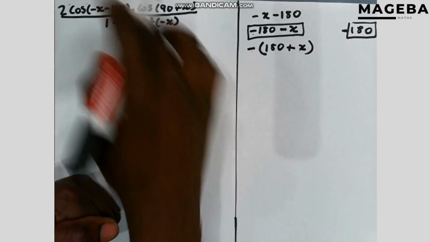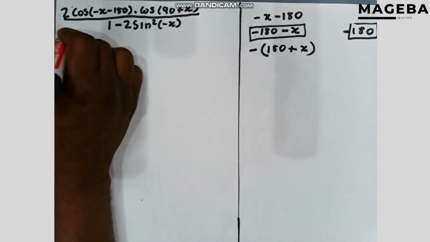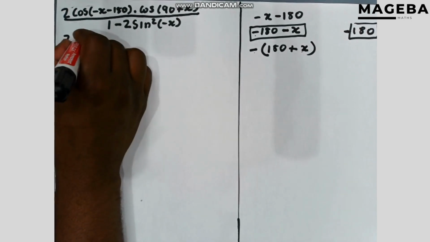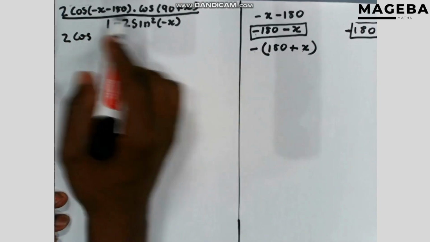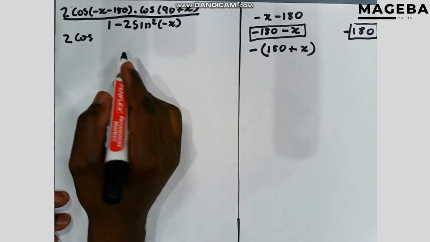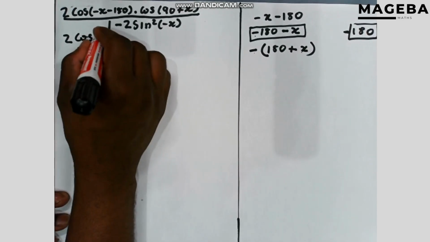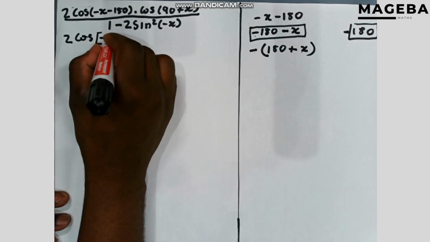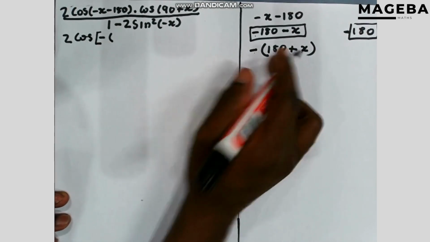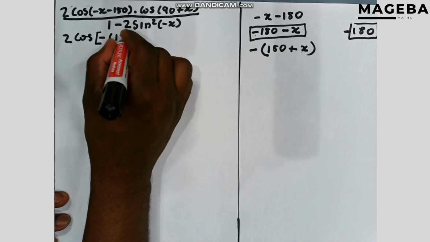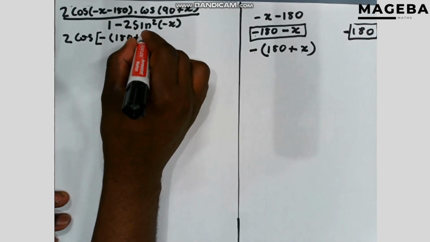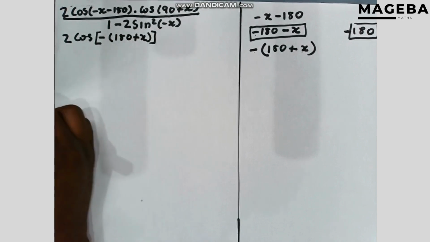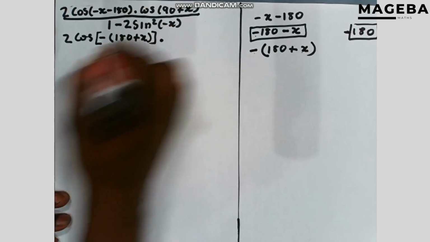Coming to this one now, it's going to be 2 cos. Doing the same thing here, taking out the negative sign as a common factor, make a big bracket, then negative into, we've already done it here, we're going to have 180 plus x. I hope you understand that one.